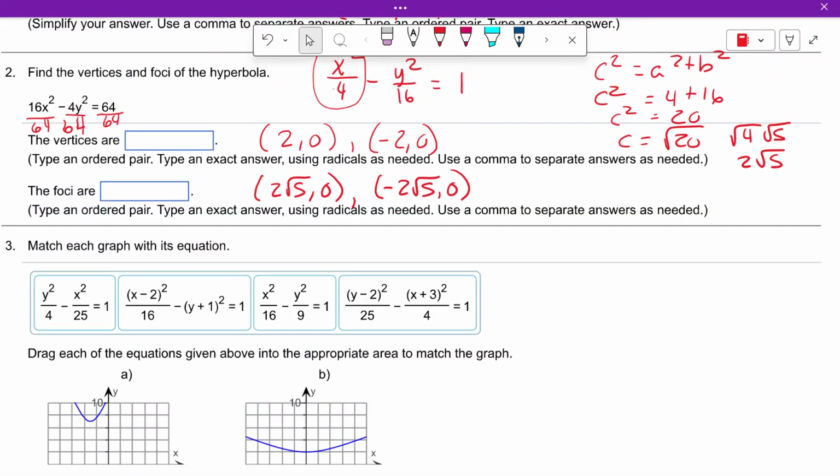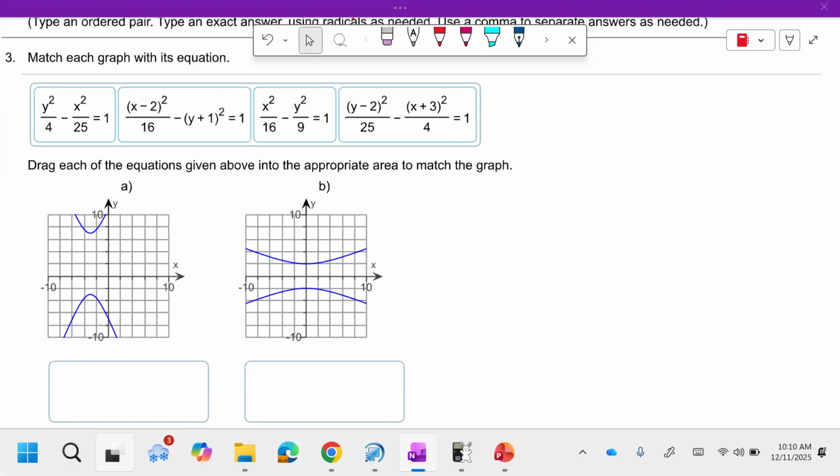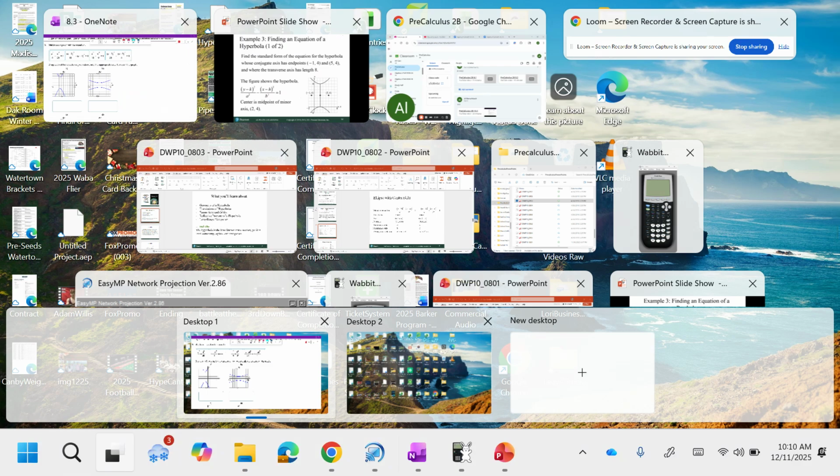You can grab your Tic Tacs, that's fine. All right.